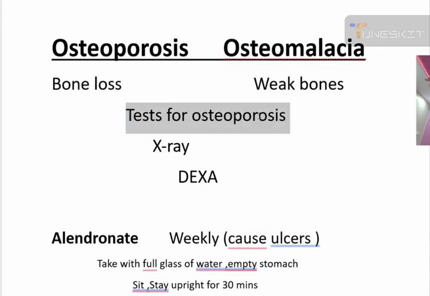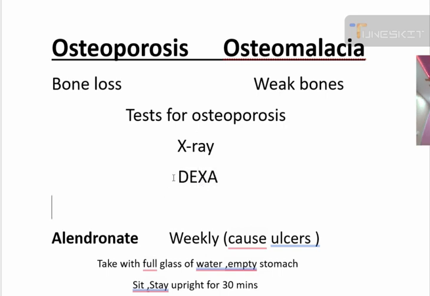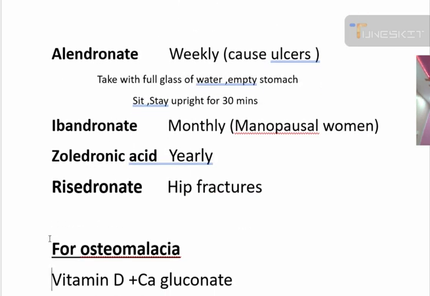The tests for osteoporosis are X-ray. The doctor will do an X-ray or DEXA. It is the gold standard test. DEXA, dual-energy X-ray absorptiometry test.